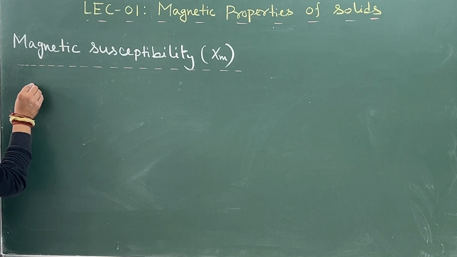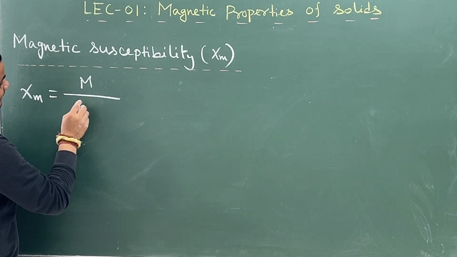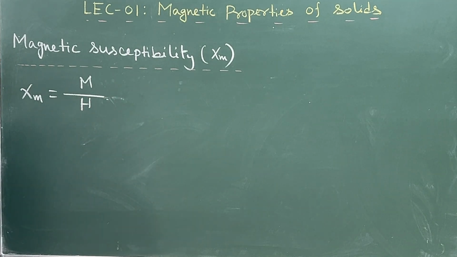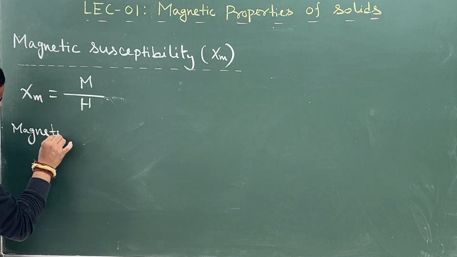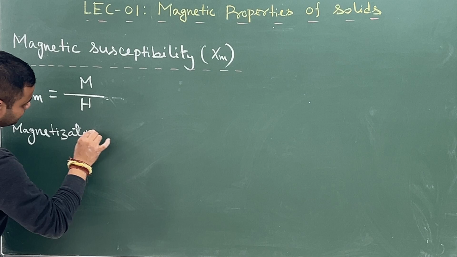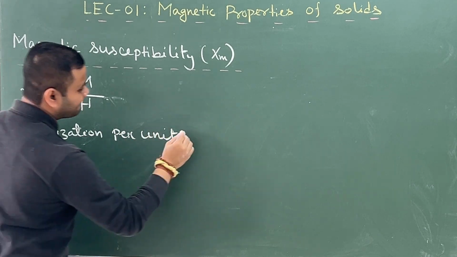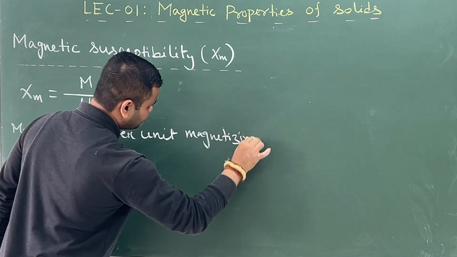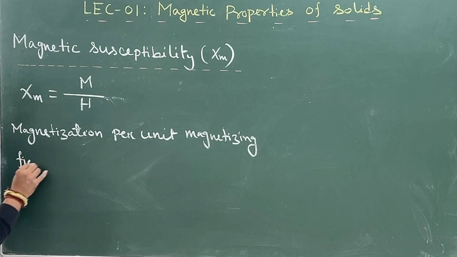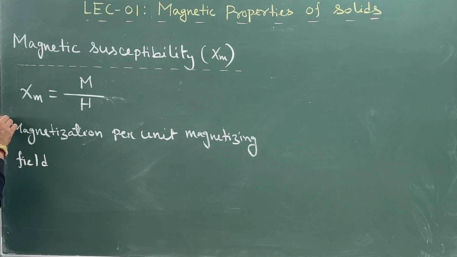Students, magnetic susceptibility is defined as the magnetization per unit magnetizing field. Okay? First let me write this definition. Magnetization per unit magnetizing field is known as the magnetic susceptibility.